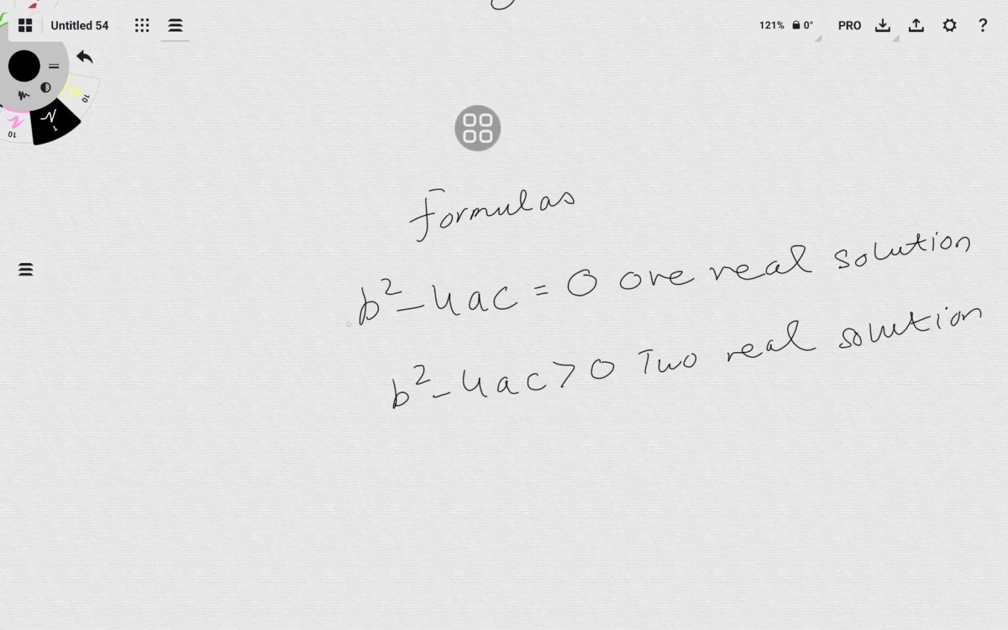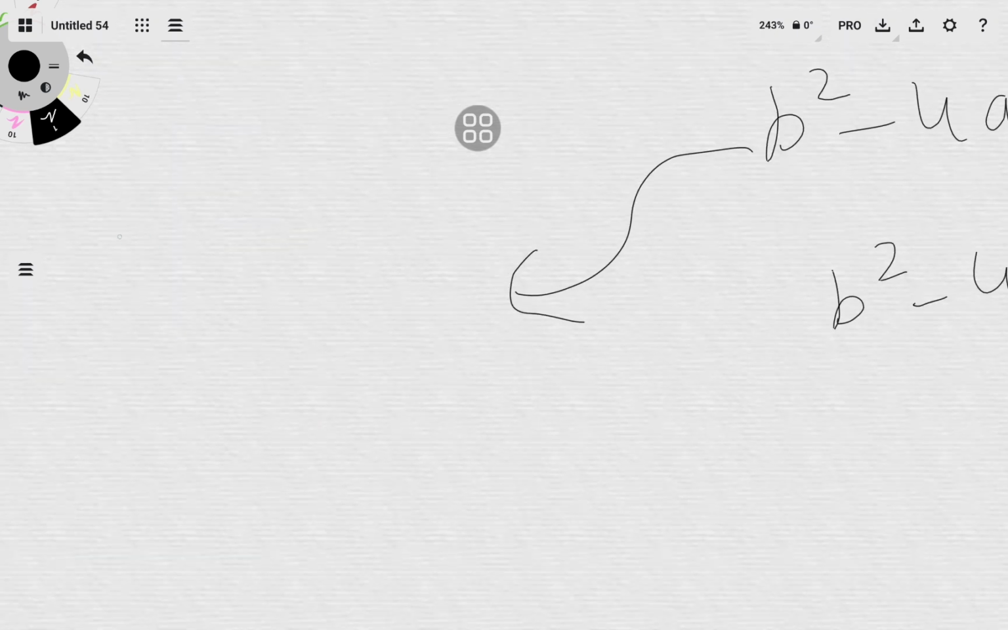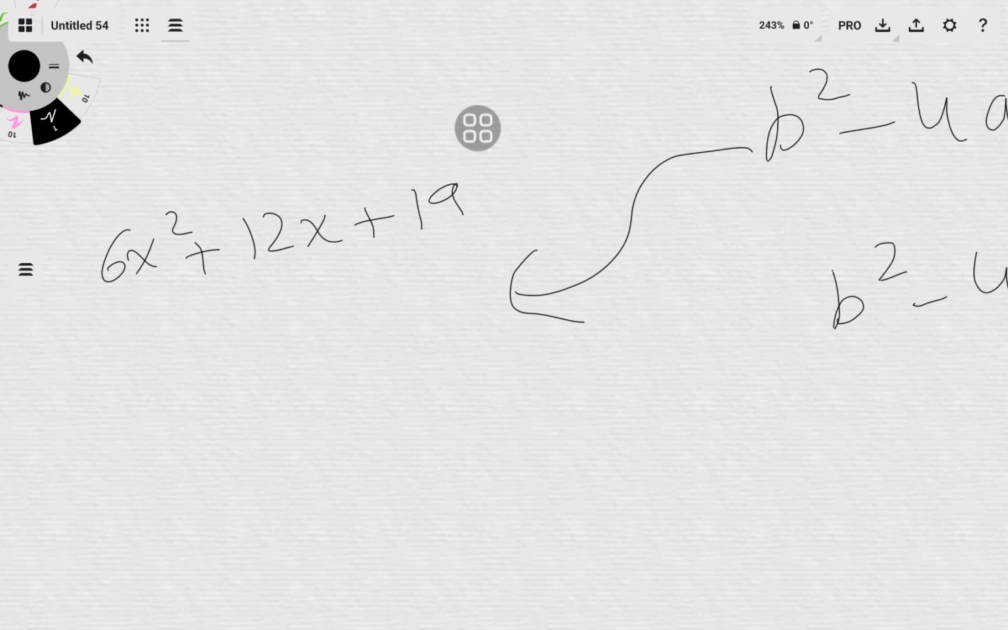Basically, let's say we have a formula here: 6x square plus 12x plus 19. So this would be 12 square minus 4 times 6 times 19.